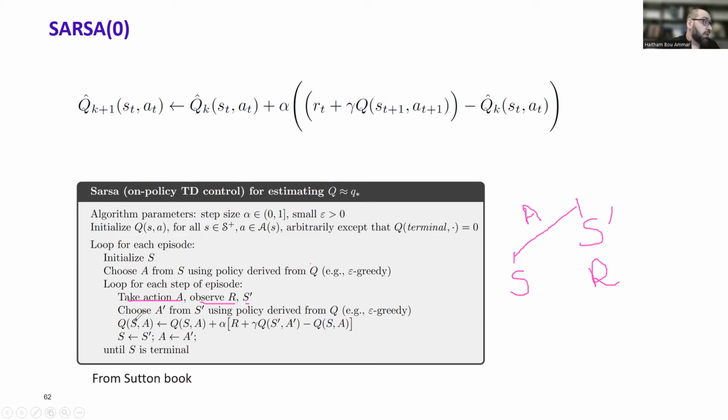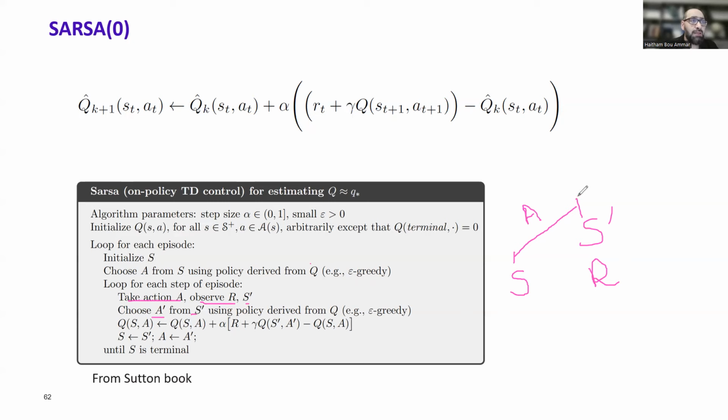Now, from S prime, before, we were taking the max. So we were just saying, we're going to take the max over A of Q(S prime, A). Now, instead of doing that, what we're going to do is choose an action, so we're not going to be necessarily greedy over all the possible actions. Instead, I'm going to choose an action A prime in this state S prime.